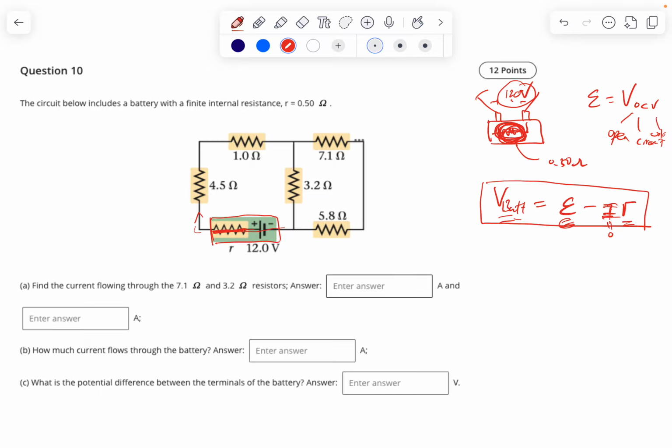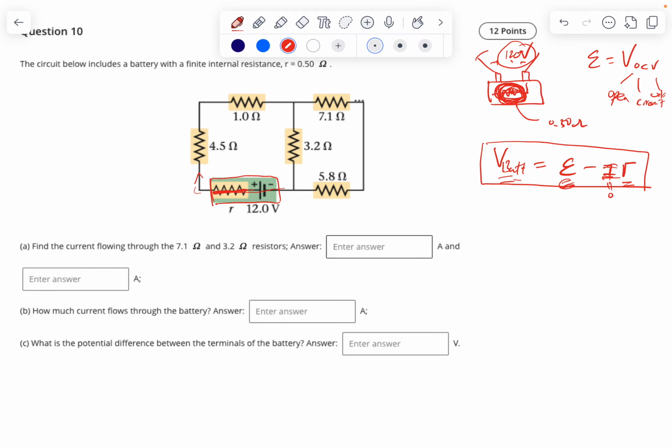Okay, so how to solve this kind of problem? Well, we have to simplify the whole thing step by step. So first, let's see here. You group them step by step.